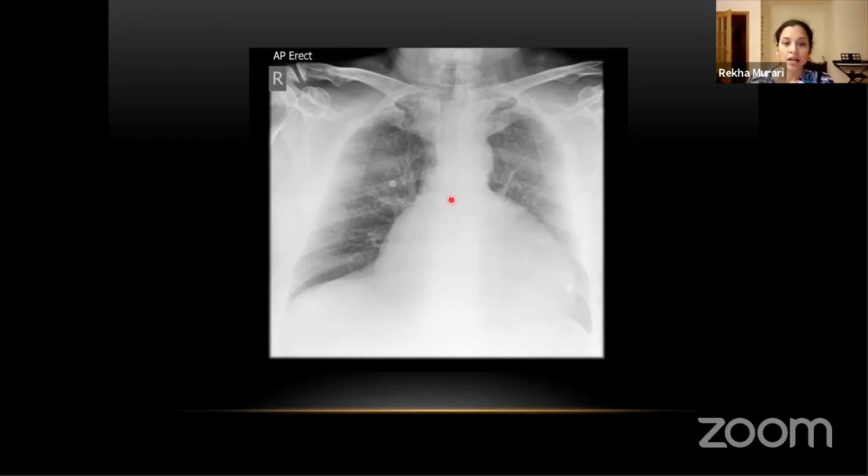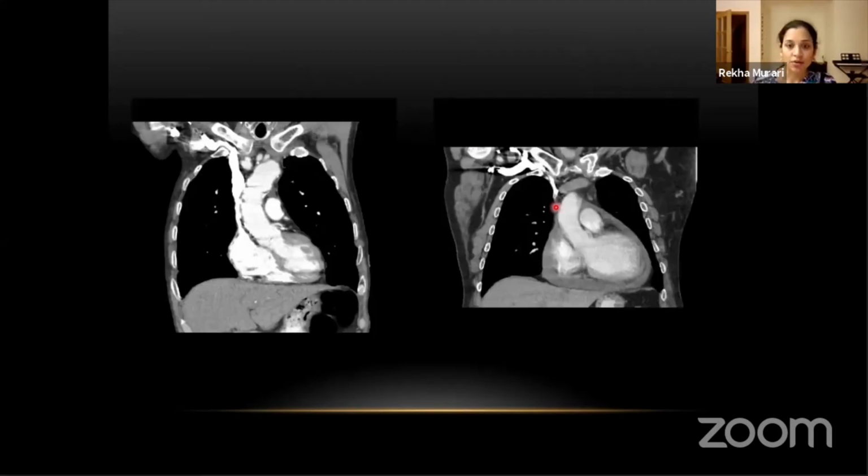And yes, it is basically enlargement of the cardiac shadow, but the shape of it is slightly odd when compared to normal cardiomegaly. It is almost like a globe or a football shape. And yes, there is some degree of heart failure, I guess. When we did the CT, this is how it looked.